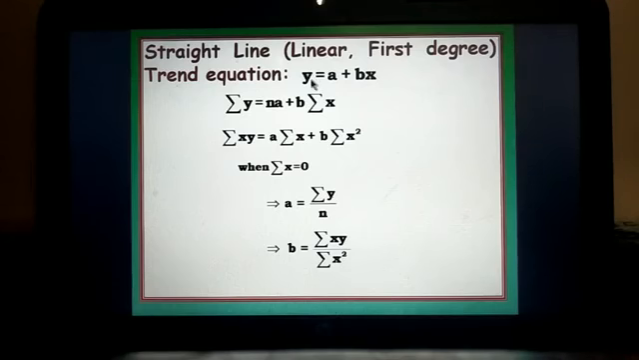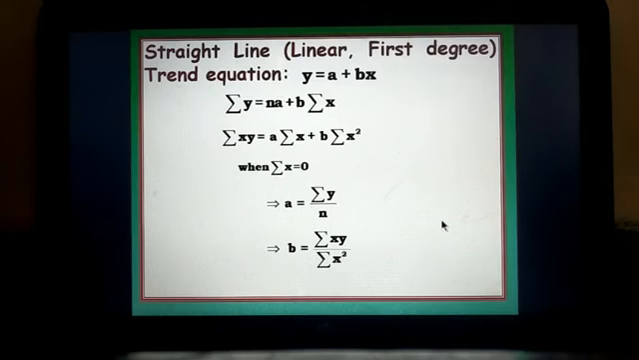Hope you are following me, students. A and b are the constants. After substituting here, we can substitute numerous values of x in order to get y values at that particular x value. Fine. So this was the straight line or linear or first degree trend equation, and accordingly we had come across two more methods.